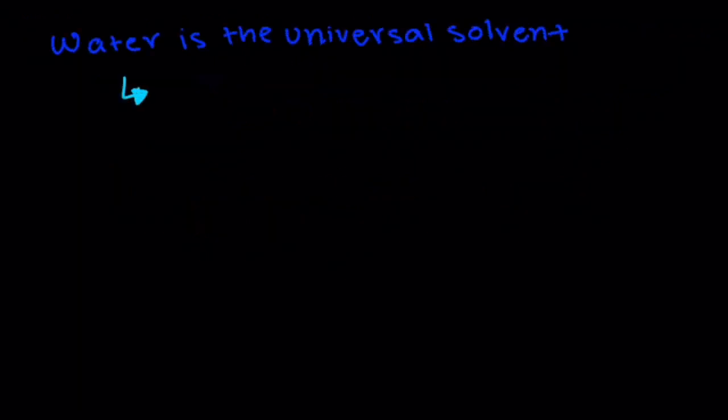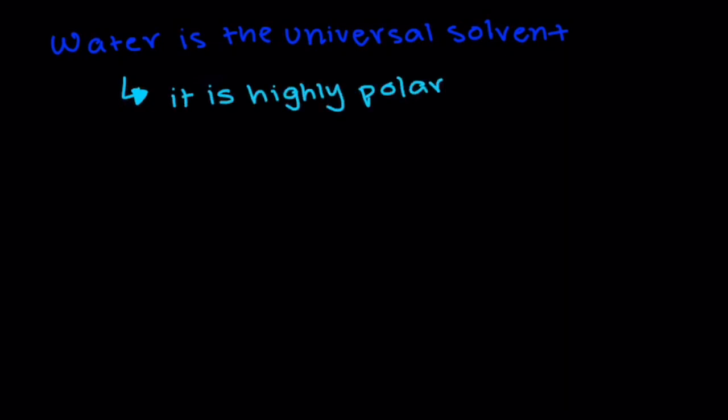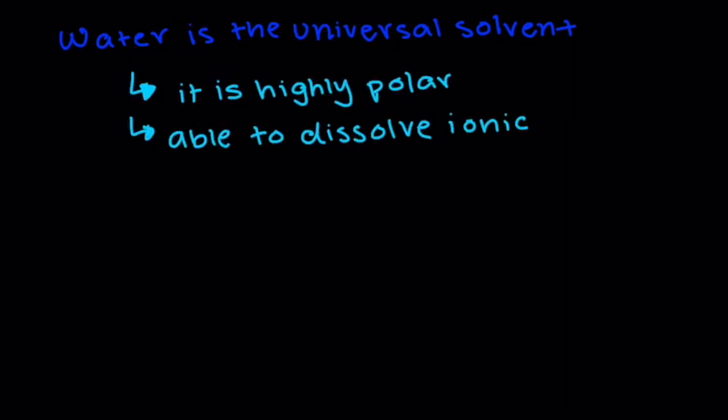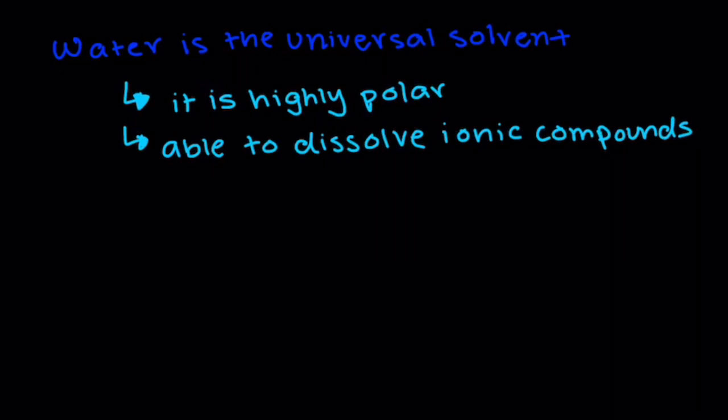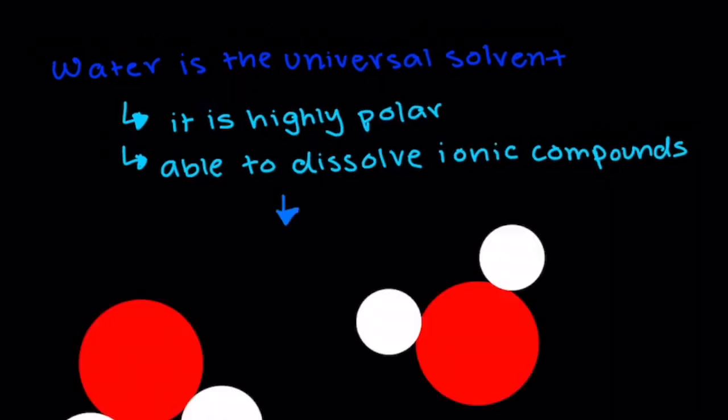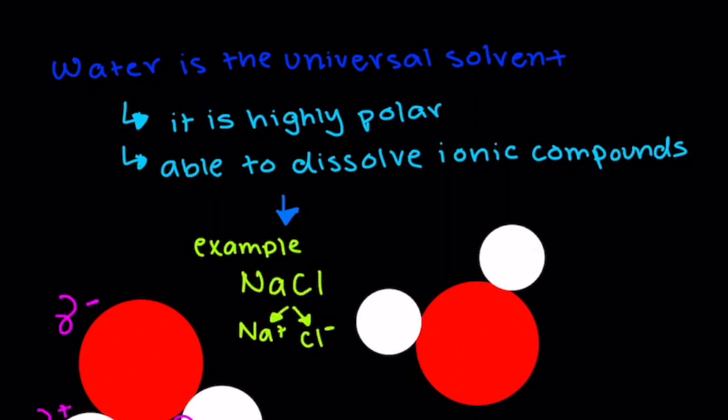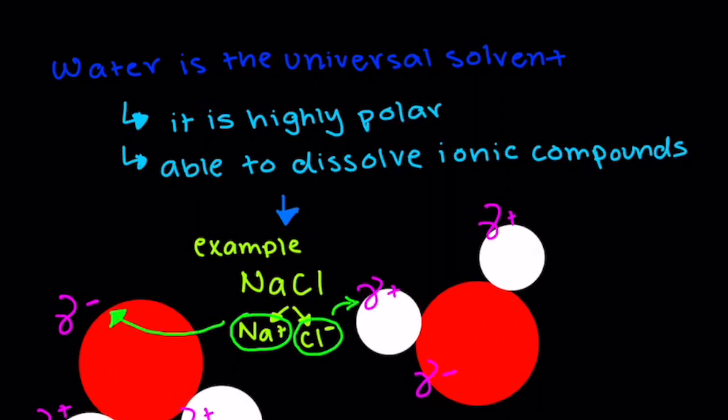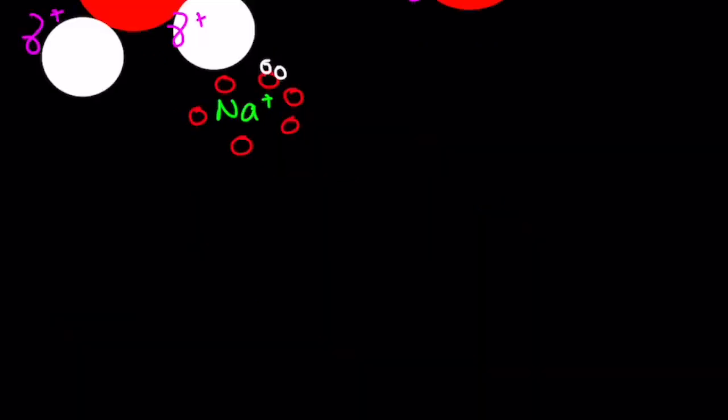Water is a universal solvent. This is because it is highly polar. So that means it is able to dissolve ionic compounds and also polar compounds. An example would be NaCl. This splits up into Na+ and Cl-. As we said, water has slightly positive and slightly negative parts to it. And the Na+ would be attracted to the slightly negative oxygen since positive is attracted to negative, while the Cl- would be attracted to the slightly positive hydrogen.